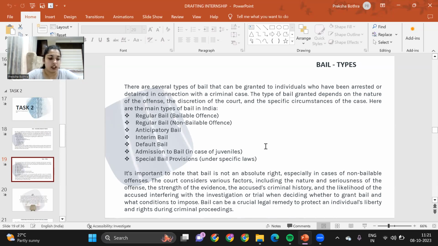Therefore, bails are classified into 7 types. First of all, regular bail. Regular bail is usually granted in bailable offenses, and it's a matter of right for offenses that are classified as bailable. In the Criminal Procedure Code itself, there are certain offenses which are classified as bailable offenses, and certain offenses which are classified as non-bailable offenses. Regular bail is granted for a bailable offense as well as a non-bailable offense, but first we'll be looking at regular bail granted for a bailable offense.